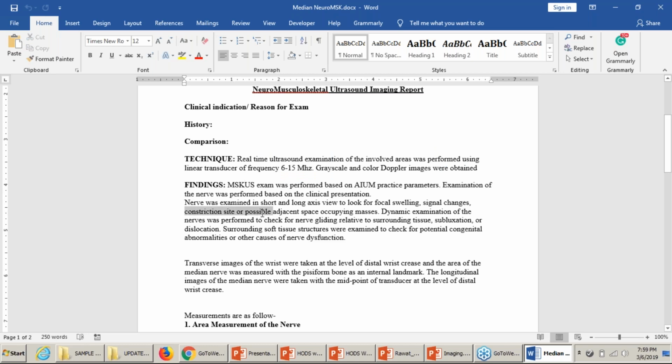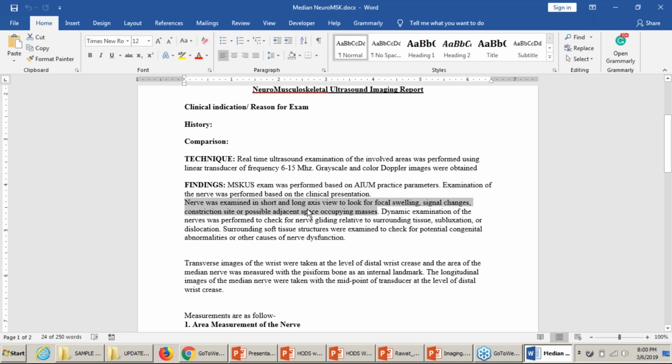And then you will see the language here in the findings is different. It's meant for nerve, but I have put a general language. This can be changed for a specific nerve. So nerve, we examine it in short and long axis, and we are looking for any focal changes in the signal, as well as focal changes in the caliber of the nerve. So any focal enlargement or swelling, any signal changes, any physical deformity or constriction sites along the course of the nerve, any possible adjacent space occupying masses. So that's what we have here.